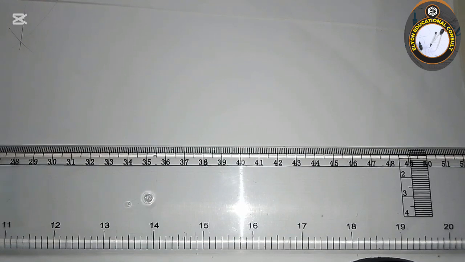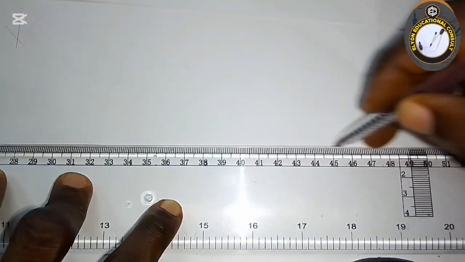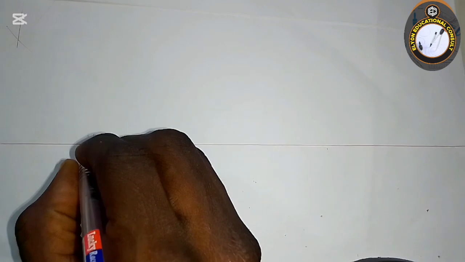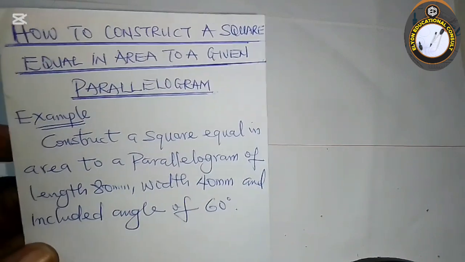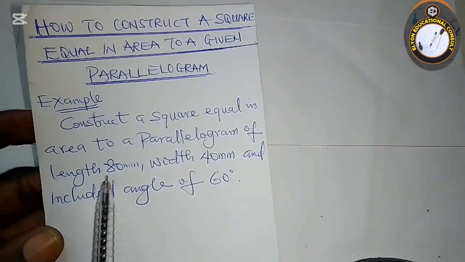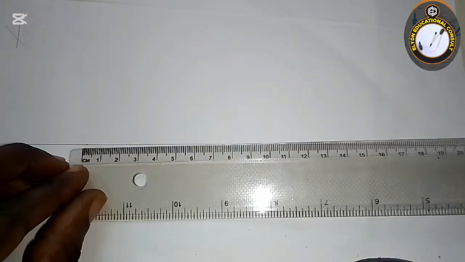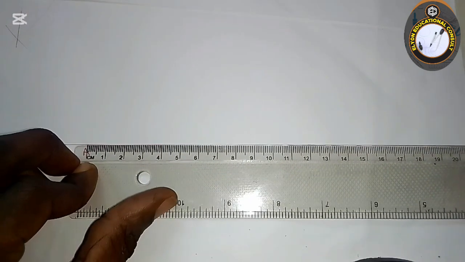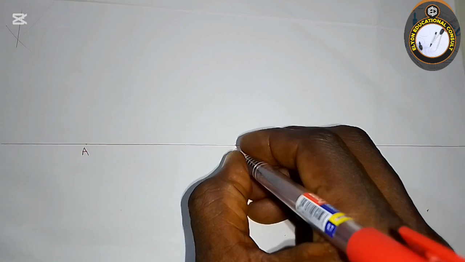You can also take a look at it from the playlist of Early On Educational Consult, but let me just quickly construct that here. So if we take a point on this line, any point of choice, I call this A. We are told that the length of the parallelogram is 80 mm. So I'm going to be measuring 80 mm, which is 8 centimeters. So let's call this point here B.